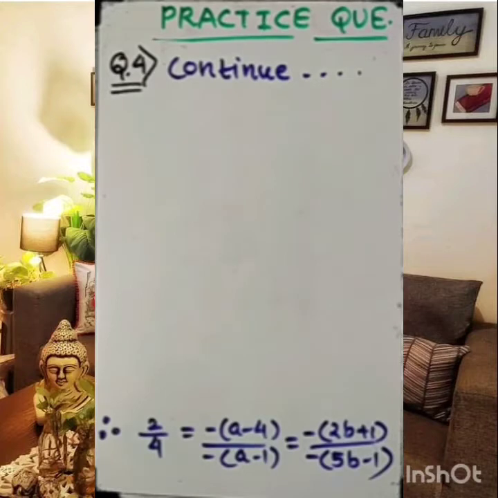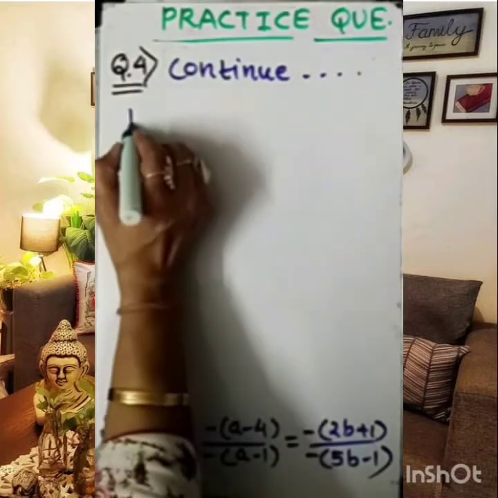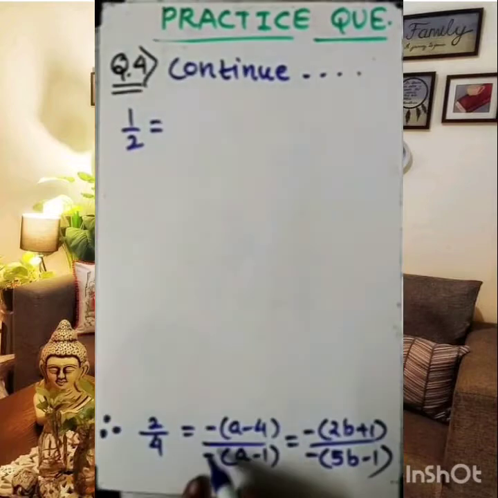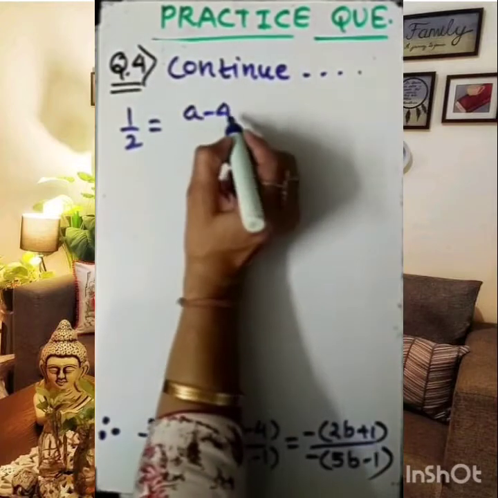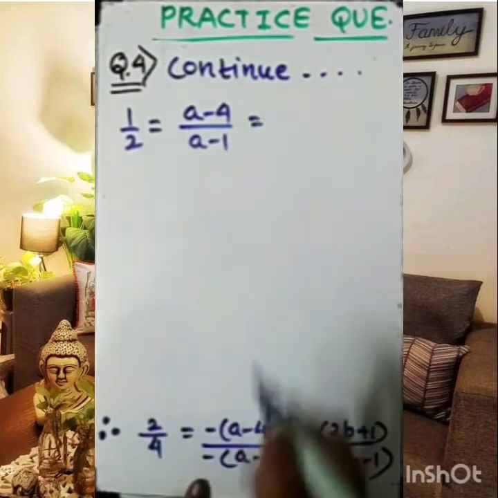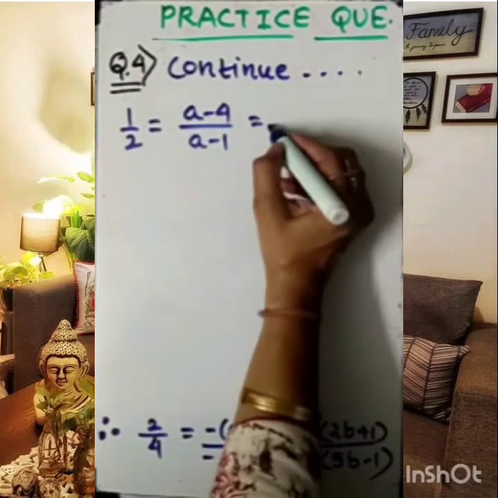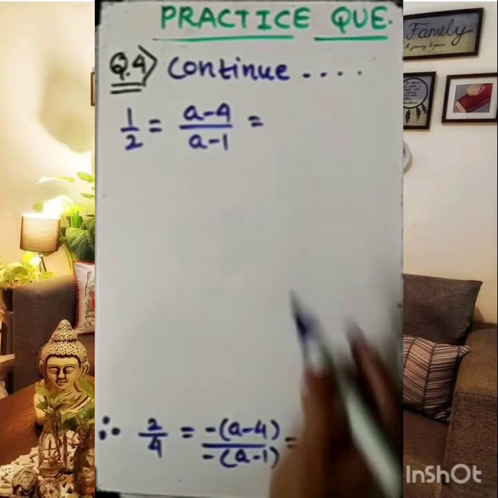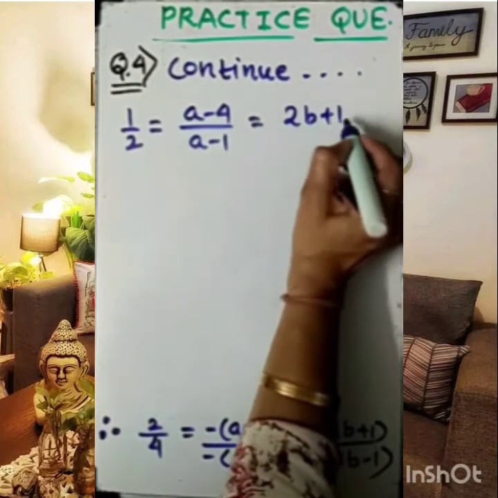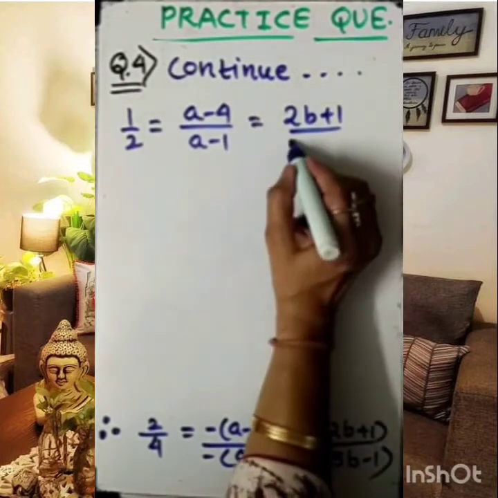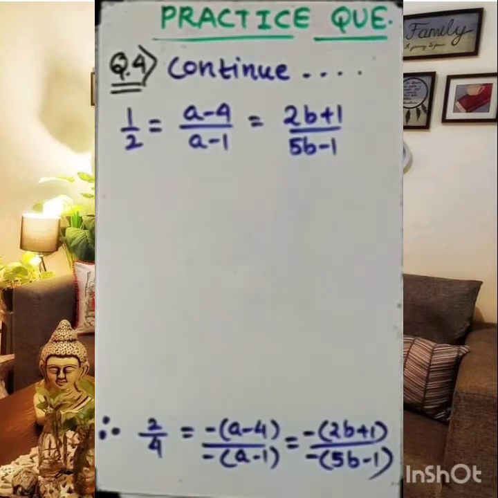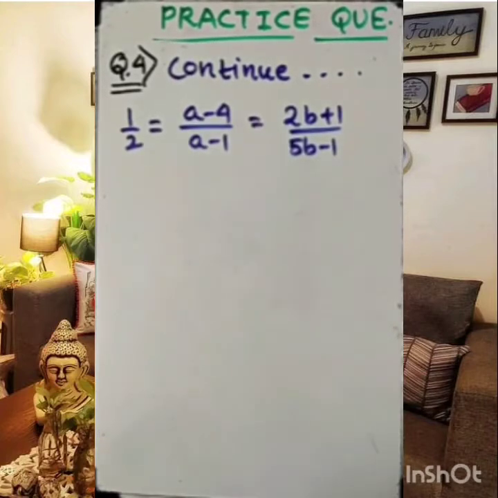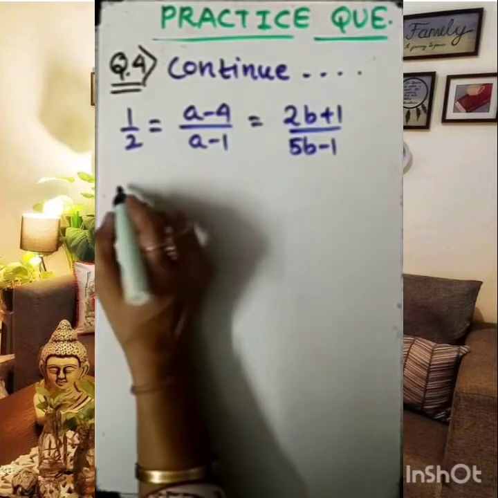So my dear student, immediately after this, the next step will be the simplification of 2 by 4, which is 1/2. This minus minus cancels, so a minus 4 in the numerator, a minus 1 in the denominator, equal to, minus minus cancels, so here 2b plus 1 upon 5b minus 1. So this is the simplification portion. Now let's try equating.